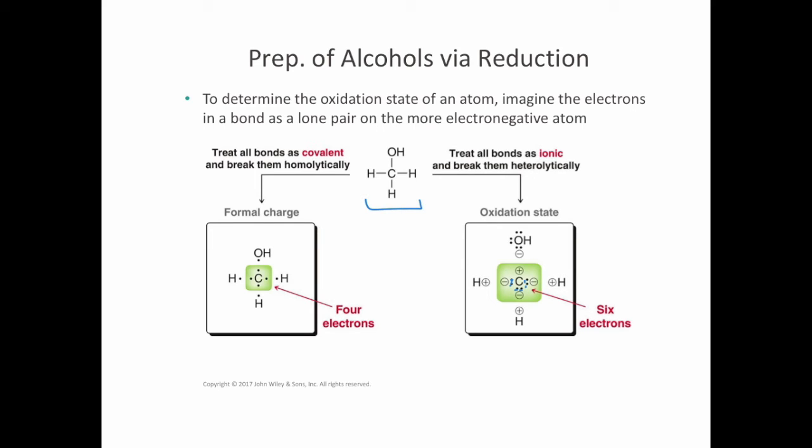Now, how do you figure out the final oxidation state? Well, you look at the number of electrons around the carbon, so in this case it's 6, and you subtract that from the number of electrons carbon will naturally have, which you get from the column that it's in the periodic table, so the number of valence electrons. So that would be 4. So 4 minus 6 equals minus 2. Therefore, that carbon has an oxidation state of minus 2.